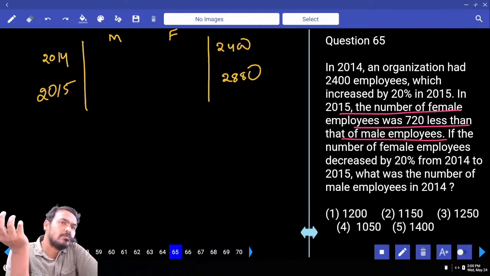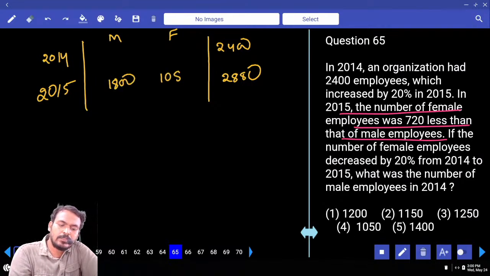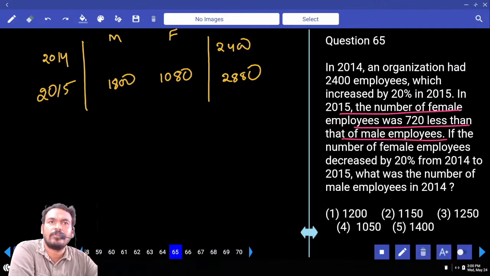Divide by 2. 1,800. Means male value is how much? 1,800. Female value 1,080. We know the sum of the male and female. We know the difference between female and male. Means sum is given, difference is given. Obviously we get the individual males and individual females. What is the next point?